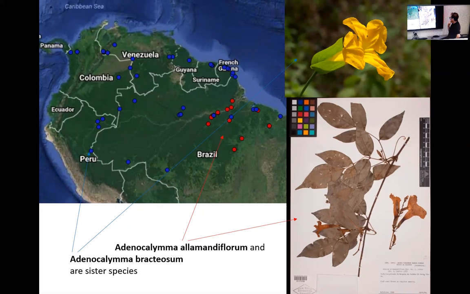So what do we do? How do we get better distribution plots from these point records? These have been cleaned, so we're good about these. And just a reminder, these are sister species.